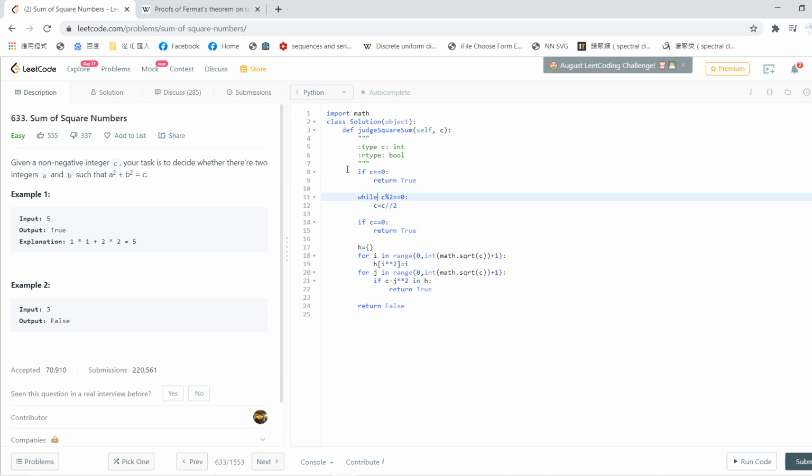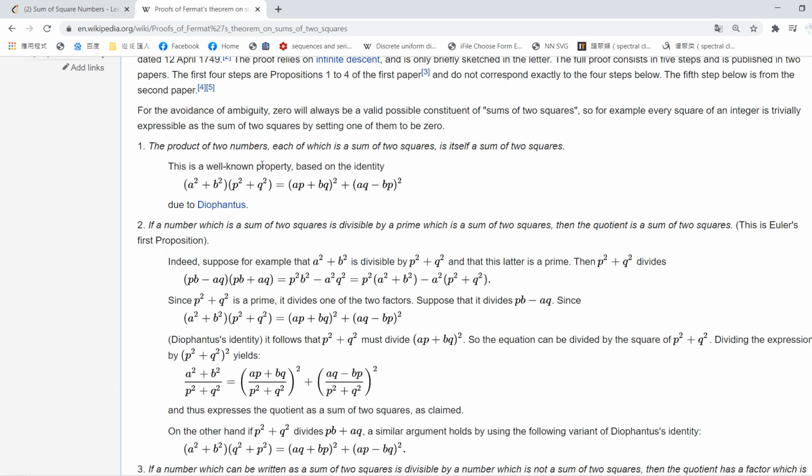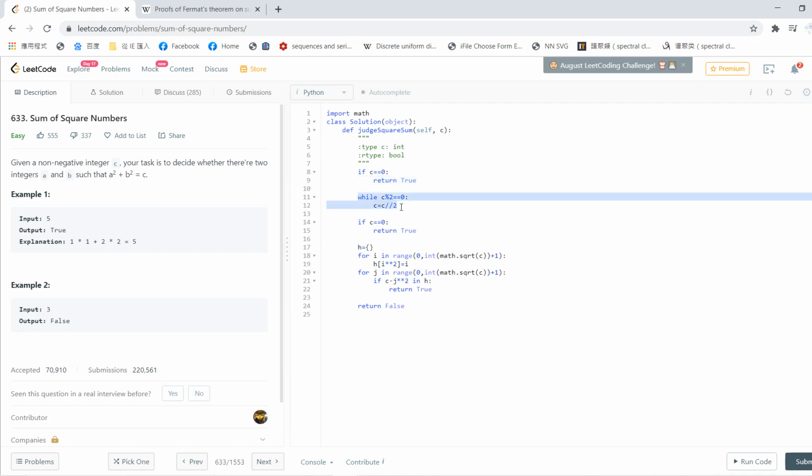What we know is that if c is 0, then we first return true. If c is an even number, we just keep dividing by 2, because we already know that 2 is the sum of two squares, and if p and q are sums of two squares, then their product also is. So we can just keep dividing by 2 until we get some odd integer.